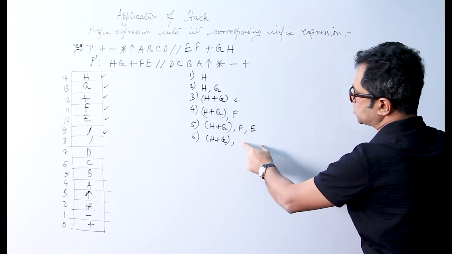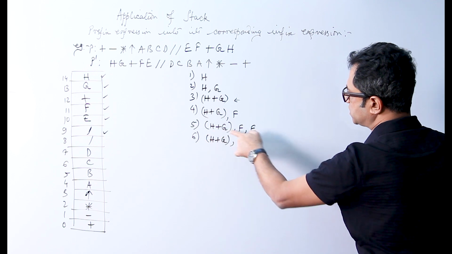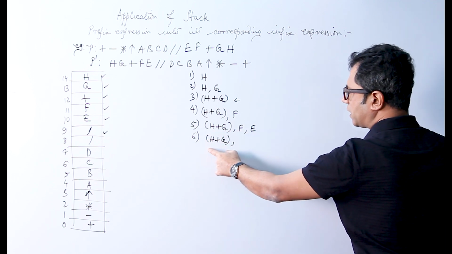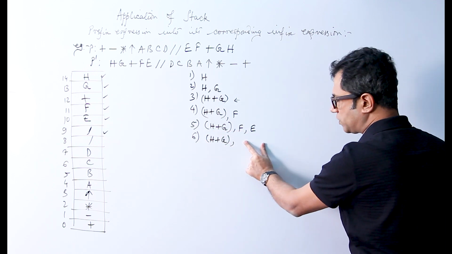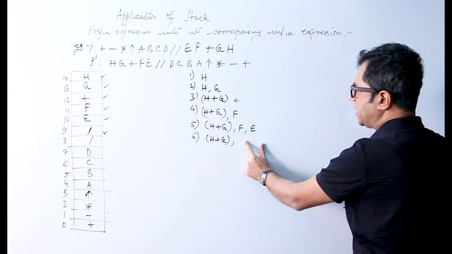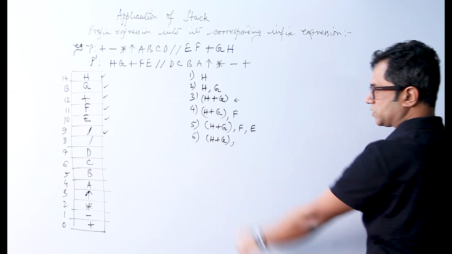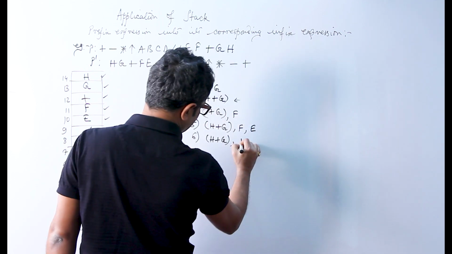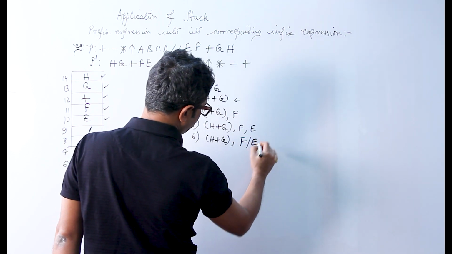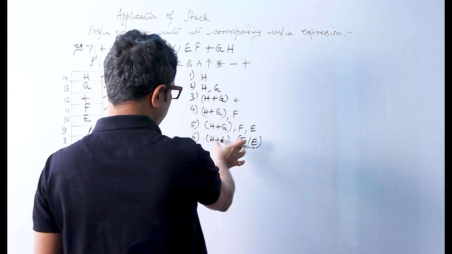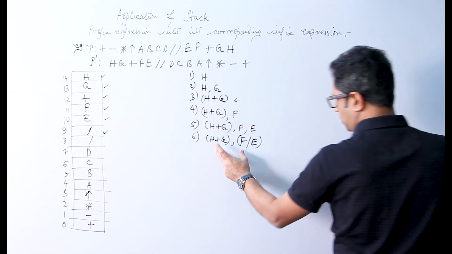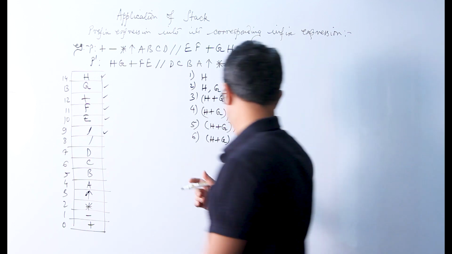and put the result back onto the stack, so that the stack which was containing 3 elements in this step will contain now 2 elements, that is the topmost element will be F slash E and the next to top element or the bottommost element is H plus G. So we'll just write like this, F slash E. You can just put a parenthesis here for a better understanding purpose.